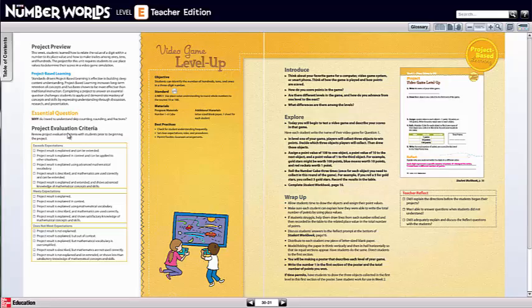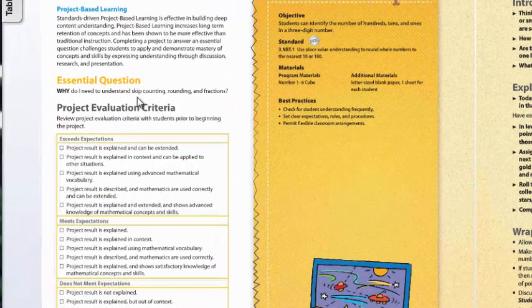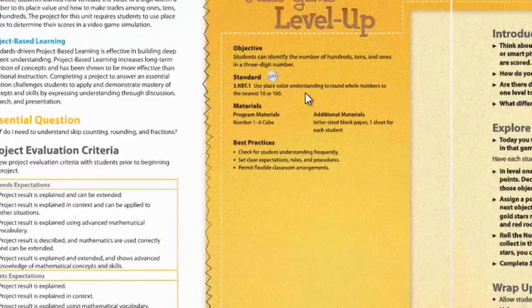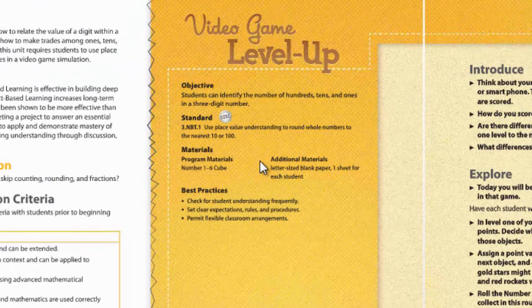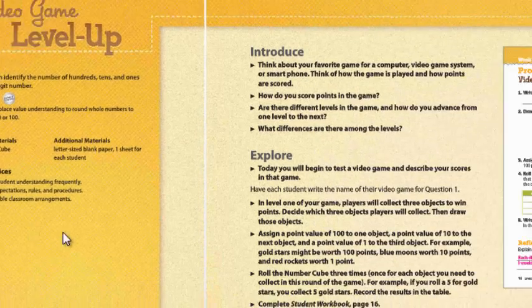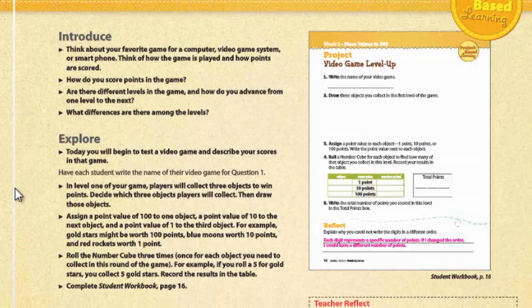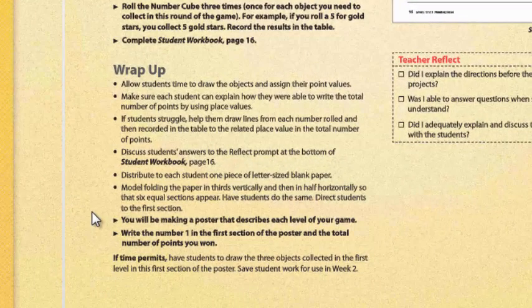You'll have project evaluation criteria that's linked to an essential question. You'll also have the standard that you'll be working with and materials that you may use. Some will be in program and some will be additional. It'll also give you some hints to some best practices when teaching project-based learning. The project-based learning is a quick activity but really makes a connection to the real world. There are really three parts every week to this project: introduce, explore, and wrap up.